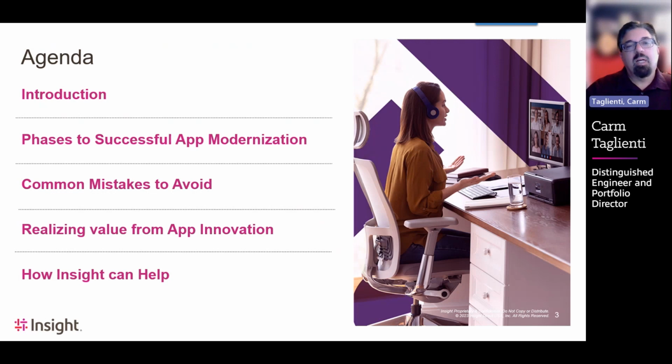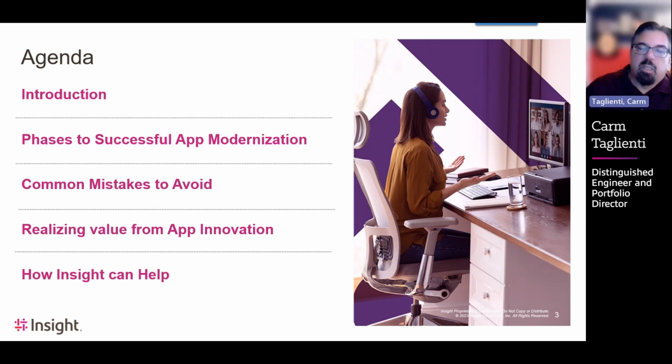And then why are app modernization and innovation, I'll use the terms kind of interchangeably as we go through this, why are they important to us as we think about how we're going to evolve within the organization and take advantage of new technology? So we'll talk about what are some of the phases that we might think about during app modernization. What are some of the common mistakes we should avoid? How do we realize value from app innovation?